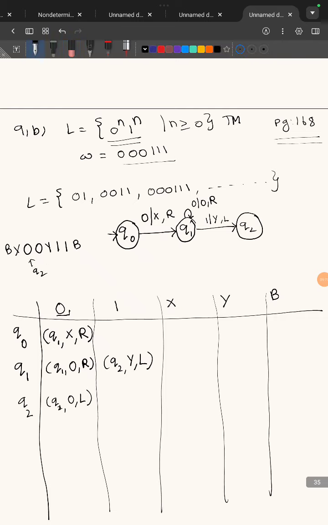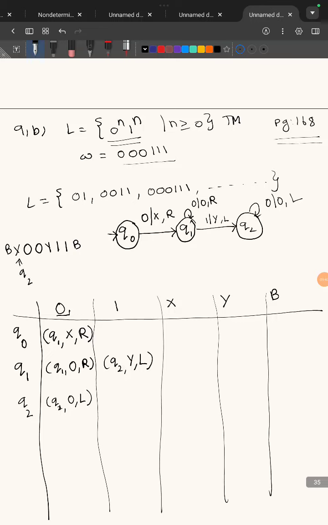Here also we will mark the same. If I am seeing 0, 0 will remain 0 only, and I will keep on moving towards the left direction, not right, it is left. Now what is the symbol I am seeing? Again I am seeing 0 only. 0 will be 0, and I will be moving towards the left direction. So the pointer will be coming to here.